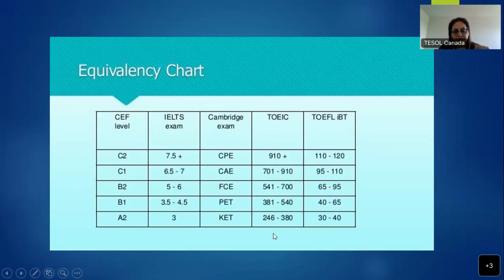So here you can see TOEIC. 920 equals 7.5 in IELTS, or 110 to 120 in TOEFL iBT. So 900 and above is the highest score. The level is C2 in the Cambridge exams, CPE. And A2 elementary is like CAT for adolescents. It's IELTS 3, and 30 to 40 in TOEFL iBT, and the number is 246 to 380.